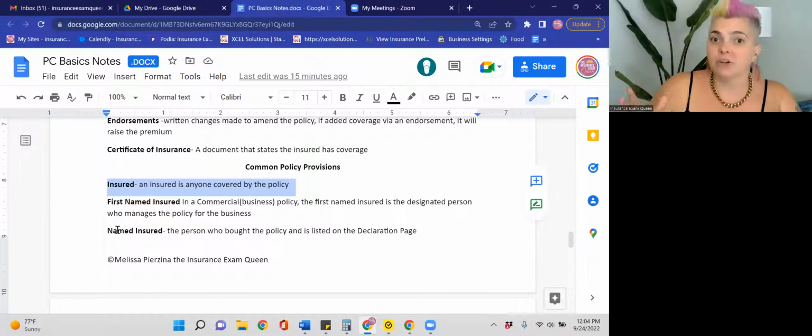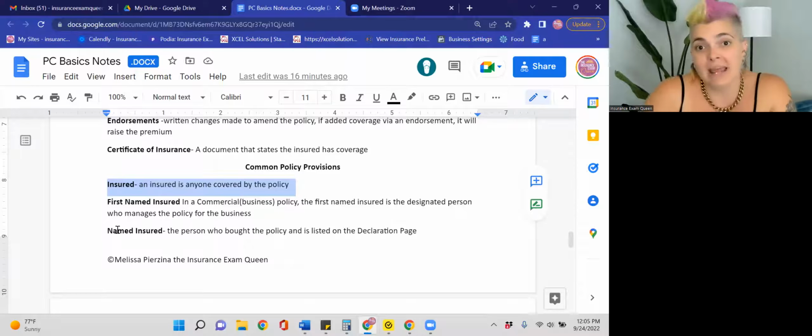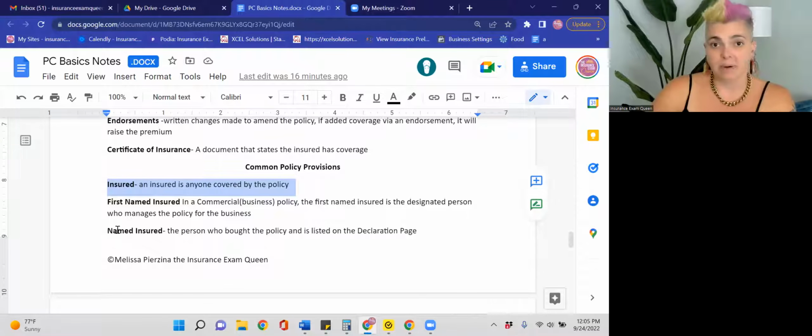Anybody who is covered by the policy is an insured. Now, you're not an insured until my dog bites you. You're not named on the policy, nor will you be named on the policy even after my dog bites you. Insured simply means I can collect money under that policy. So an insured is anyone who is covered by the policy.